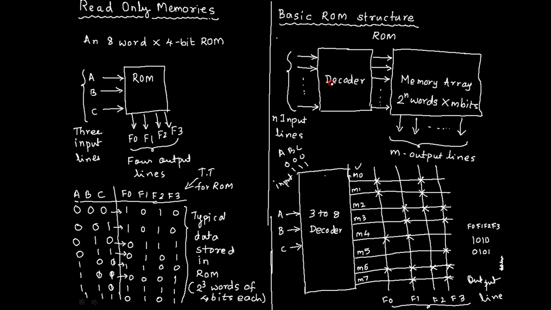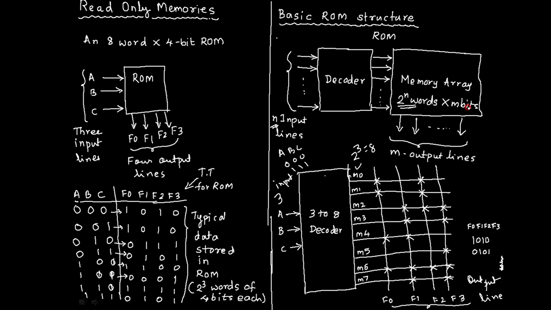If you observe the basic ROM structure, input lines are connected to the decoder, and in turn the decoder, based on the input combination value, will select a particular row in a memory. If n input lines are there, 2 raised to n words possible. In this example there are 3 input lines, so how many words can we store? 2 raised to 3 means 8 different words it can store, 0 to 7.